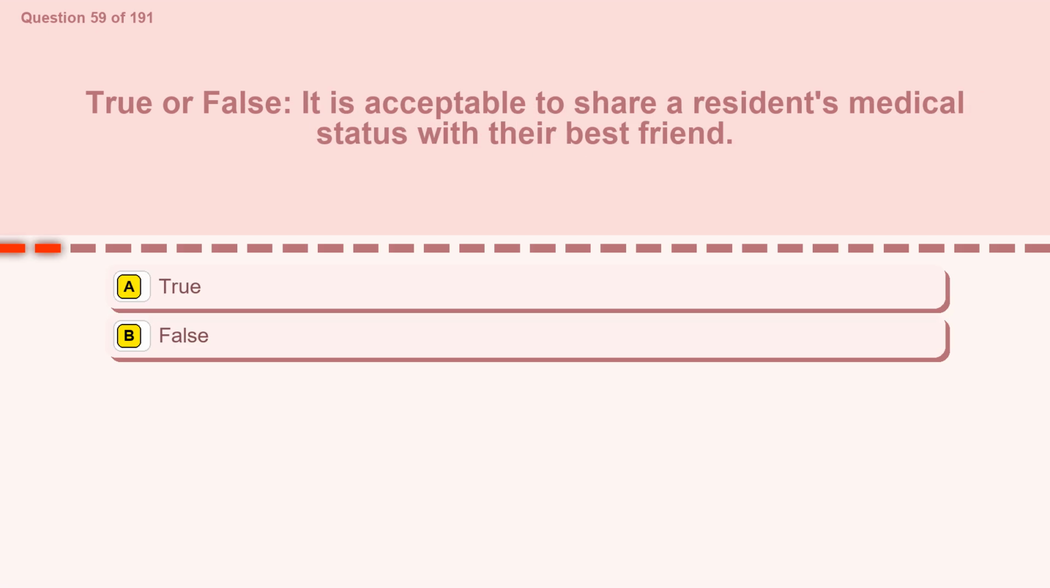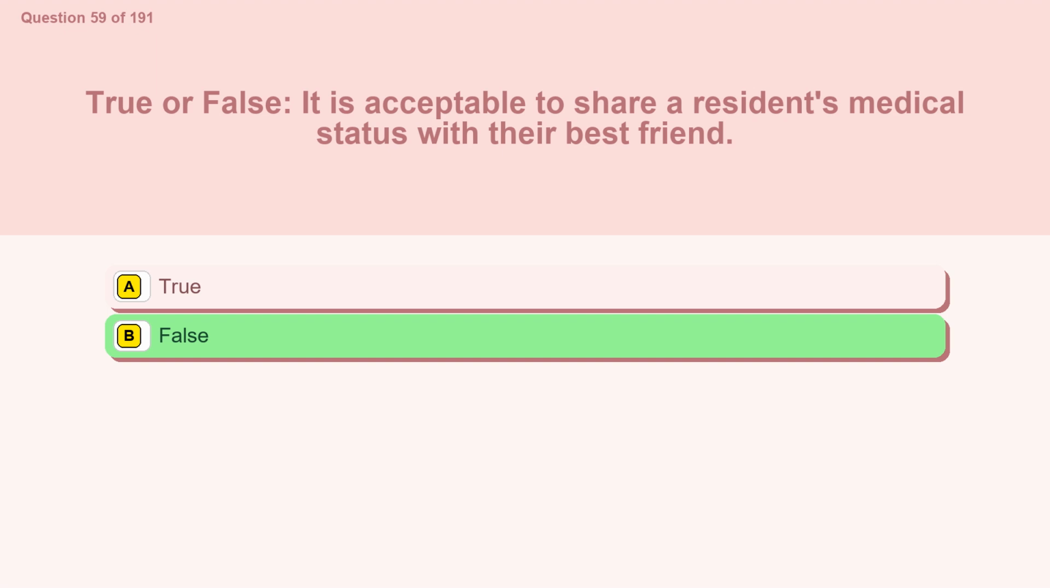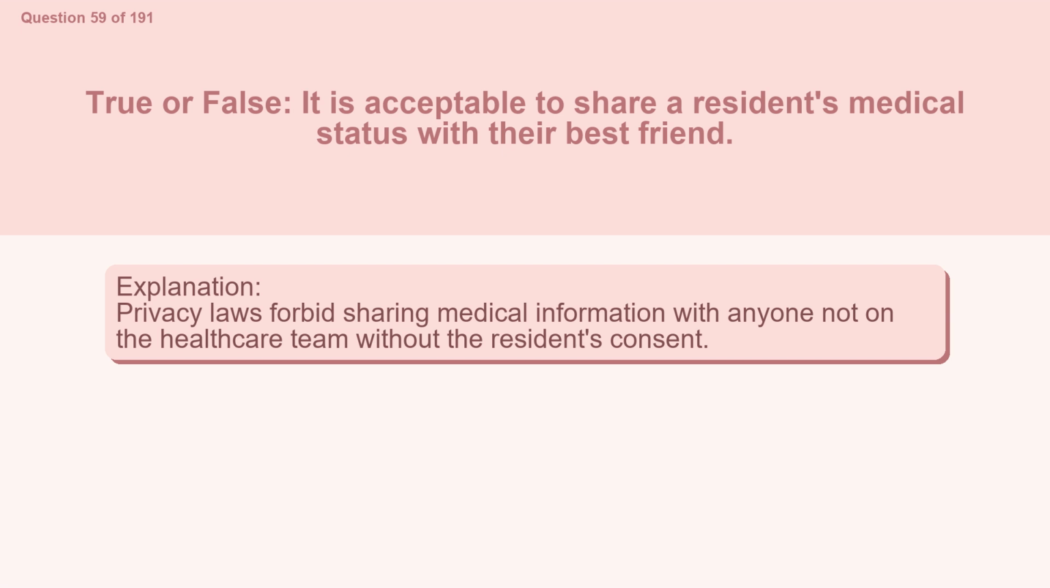Question 59. True or false, it is acceptable to share a resident's medical status with their best friend? Option A, true. Option B, false. The correct answer is option B, false. Privacy laws forbid sharing medical information with anyone not on the healthcare team without the resident's consent.